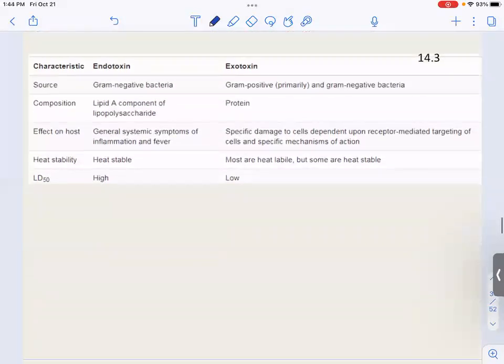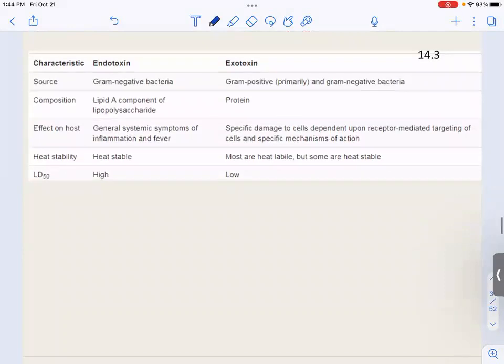Your book has a nice table comparing endotoxins with exotoxins. Again, this can be helpful to cover up and see if you've got the basic idea. Don't worry about the heat stability. It's one detail we just won't worry about.